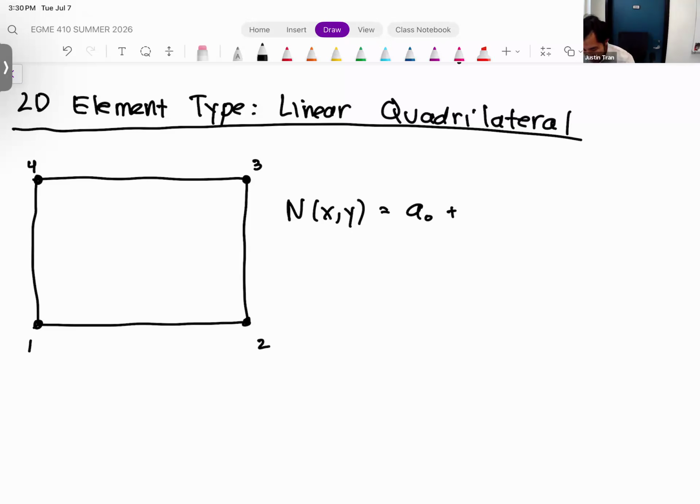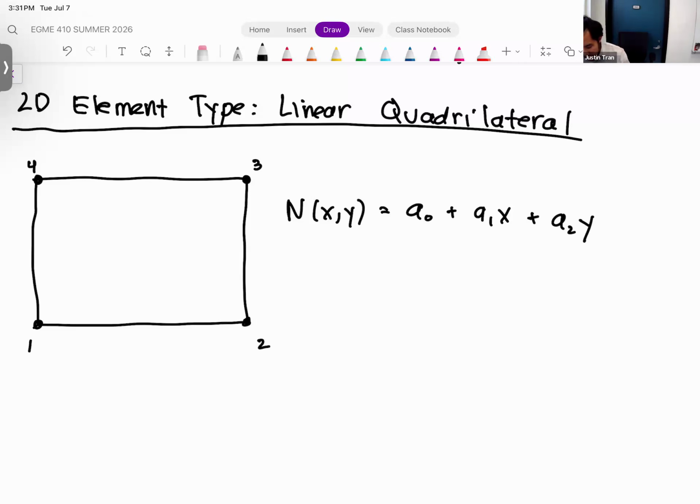Next, we have the two linear terms, so we have both A1x plus A2y. That makes sense because our element here is still linear order, and so we should have those linear expressions in our shape function. But we can add one more term, just because we have one additional node in our element.